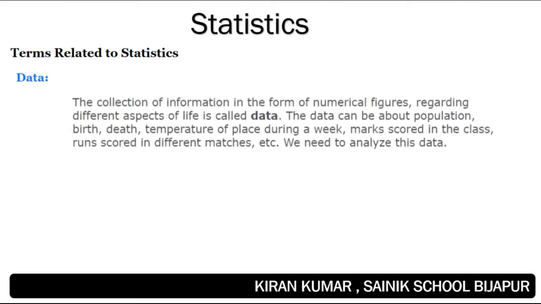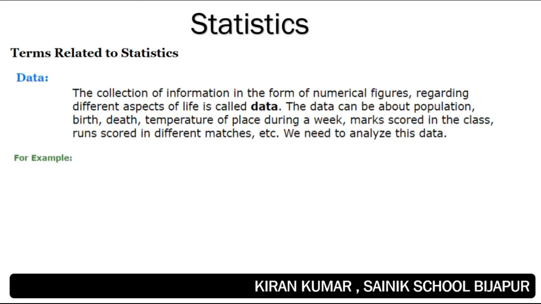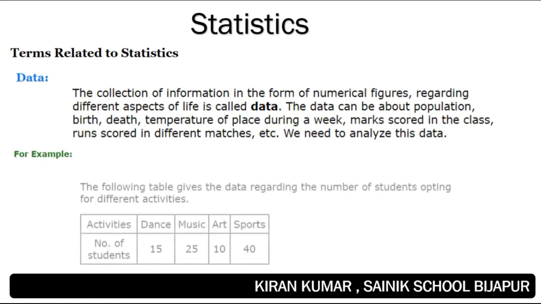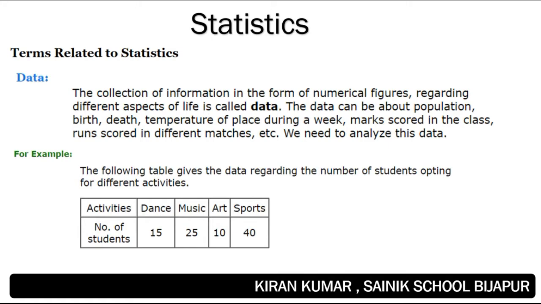We need to analyze this data. For example, look at this table. It gives the number of students opting different activities. The activities mentioned here are dance, music, art, and sports. The number of students with respect to dance is 15, with respect to music is 25, with respect to art is 10, and with respect to sports is 40.